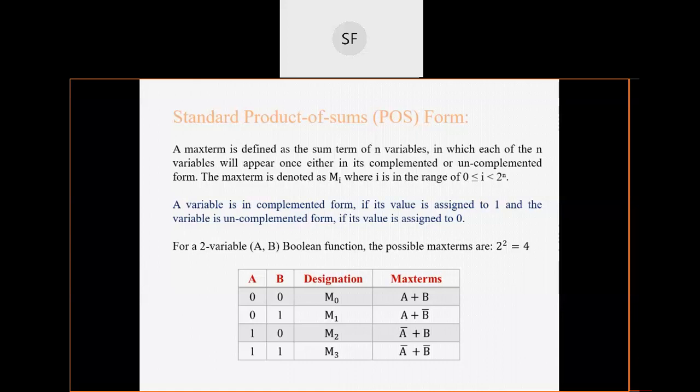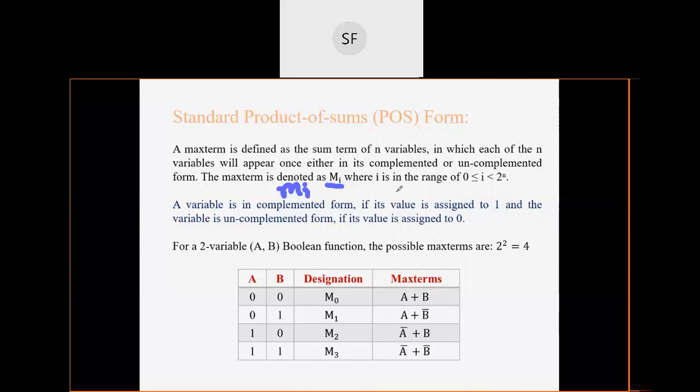The max term is denoted by... now note the differences between max term and min terms. First difference is the representation. min terms के लिए आपने small m लिया था. Okay, so this is how you denote min term. So for max term you will use capital M.